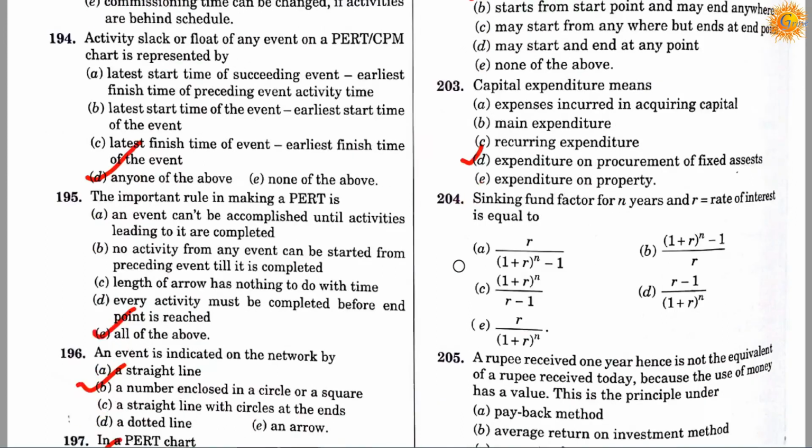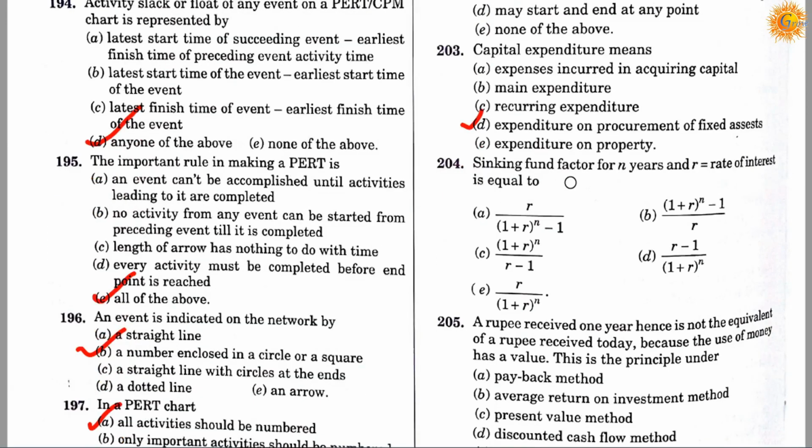Question number 204. Sinking fund factor for n years, where R is the rate of interest, is equal to: option A, R divided by (1 plus R) power n minus 1; option B, (1 plus R) power n minus 1 divided by R; option C, (1 plus R) power n divided by R minus 1; option D, R minus 1 divided by (1 plus R) power n; option E, R divided by (1 plus R) power n. Correct answer is A, the sinking fund factor for n years and R rate of interest is equal to R divided by (1 plus R) power n minus 1.